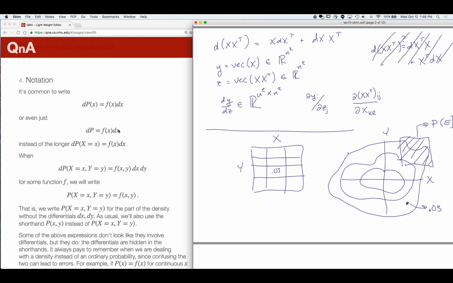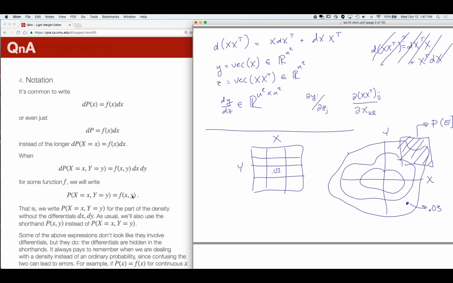And if we have something like this, dP equals f of x dx, we'll actually sometimes just write p of xy. I did it with a two-variable one, so dP of xy is equal to f of xy. We'll also just write p of xy is equal to f of xy. So this p, for continuous random variables, means the part of the density that leaves off the differentials dx and dy. This is a notational shorthand, and it looks now just like the discrete case.